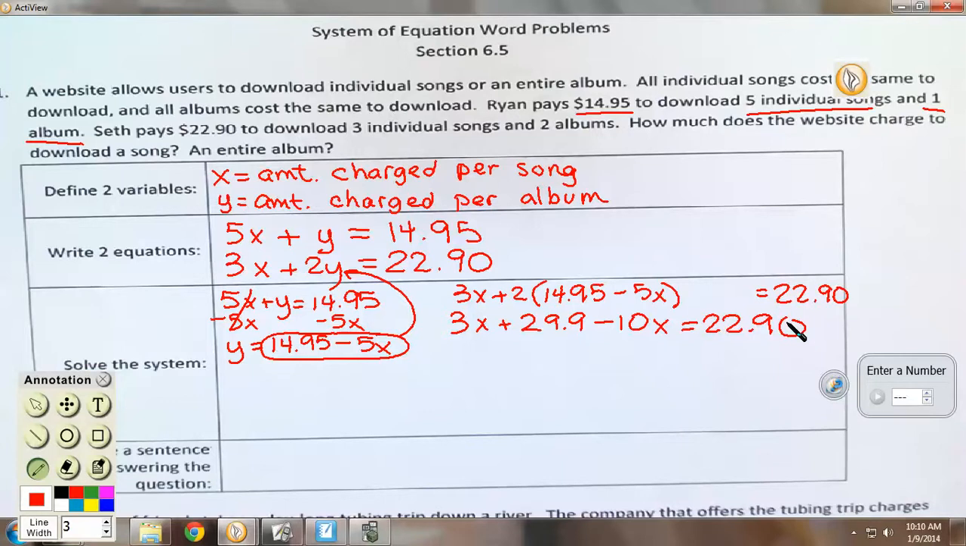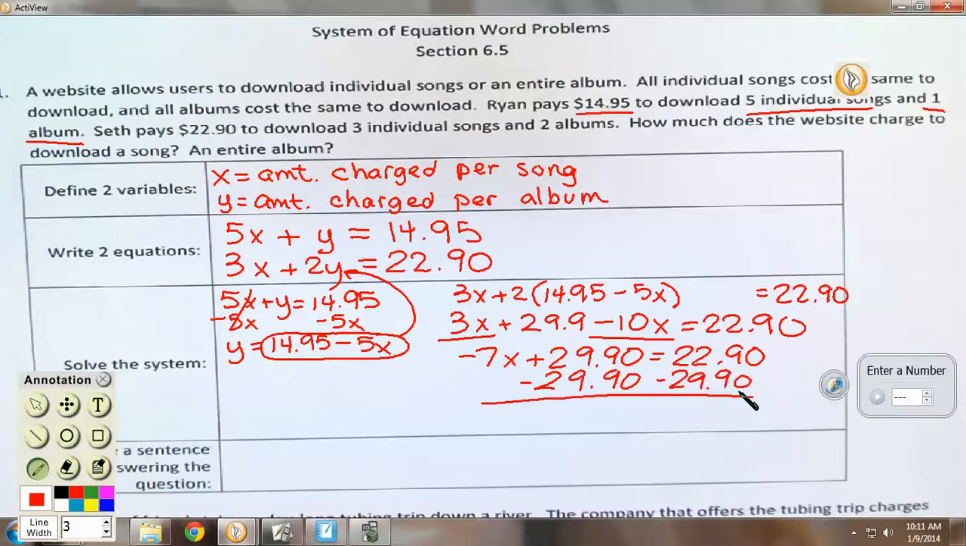Let's add our like terms. 3x minus 10x, negative 7x. Solving for x, we can subtract 29.90. So negative 7x equals negative 7. Okay, 22.90 minus 29.90 is negative 7. Divide by negative 7. What is x?